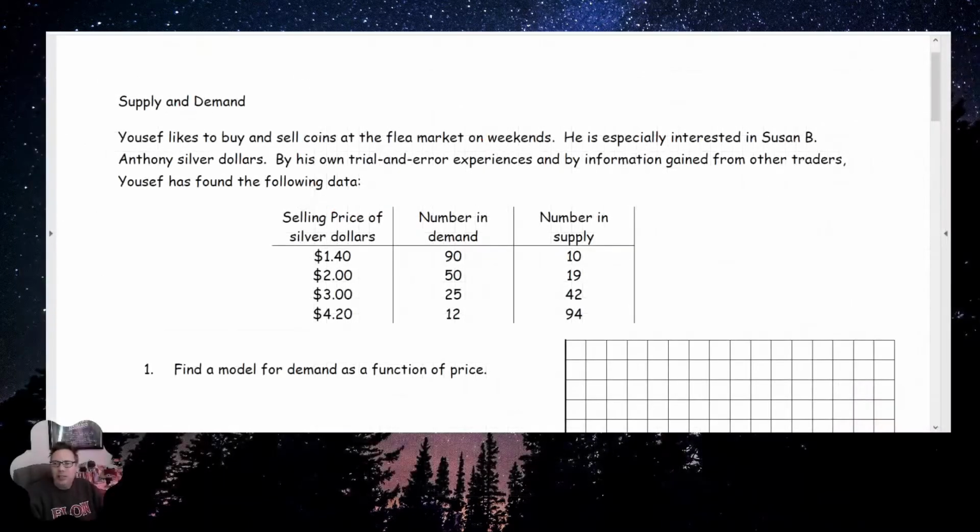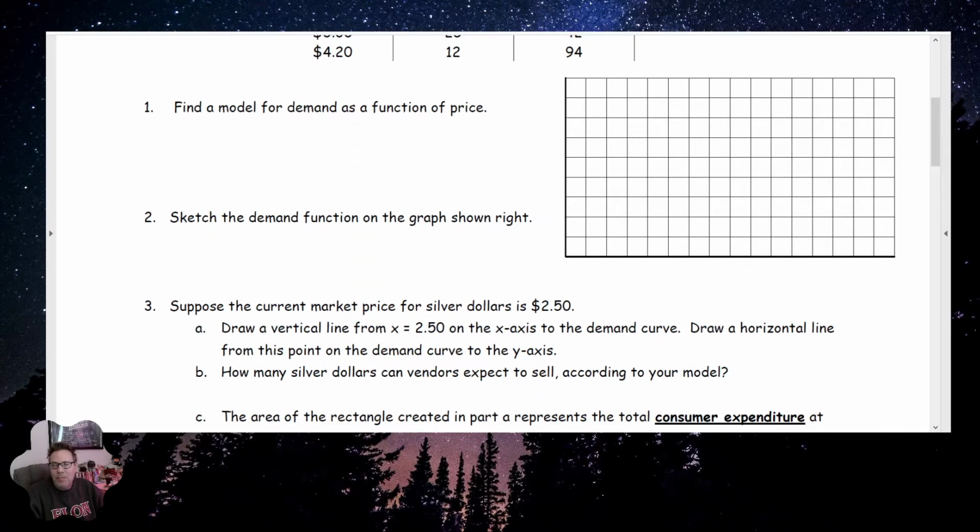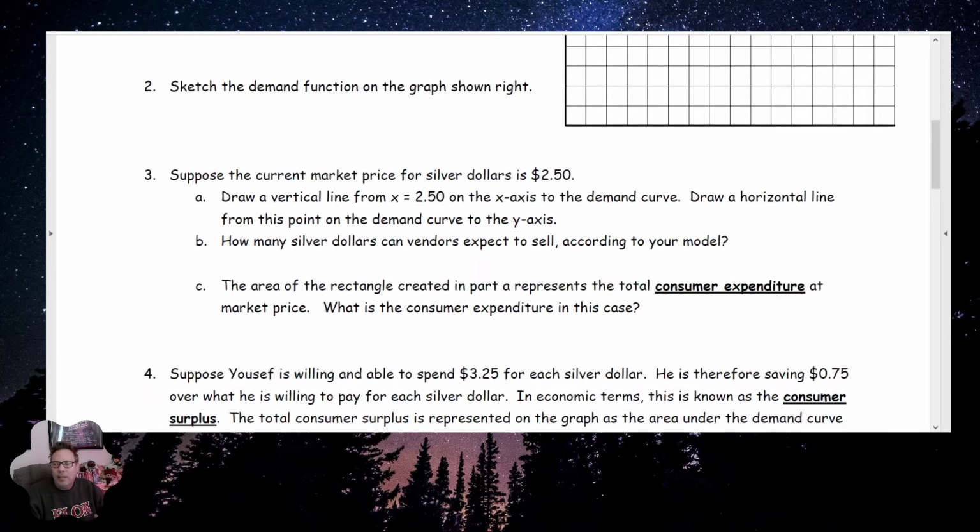I want to find the model. I want to sketch the demand function. I'm going to sketch the demand function in Desmos instead of using the little chart or graph paper on the right-hand side there. And then I want to set the current price to be $2.50 and see what happens. I want to compute the consumer expenditure. That's computing the area of a rectangle. We'll be able to figure out the width of this rectangle and the height of this rectangle. So let me get into Desmos and do some of this.